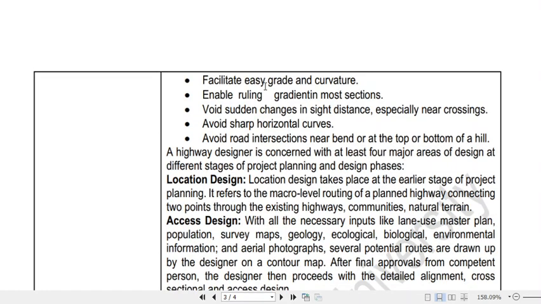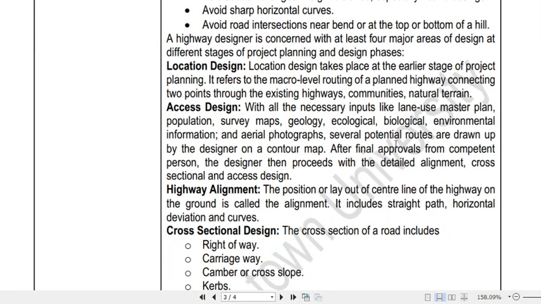Then facilitate easy grade and curvature, enable ruling gradient in most sections, avoid sudden changes in sight distance, especially near crossings. So at a crossing, if you cannot provide adequate sight distance, some accident may occur. In such cases, if there is no facility or no space to provide adequate sight distance, some speed restriction can be imposed there. Then avoid sharp horizontal curves and avoid road intersections near a bend or at the top or bottom of a hill.